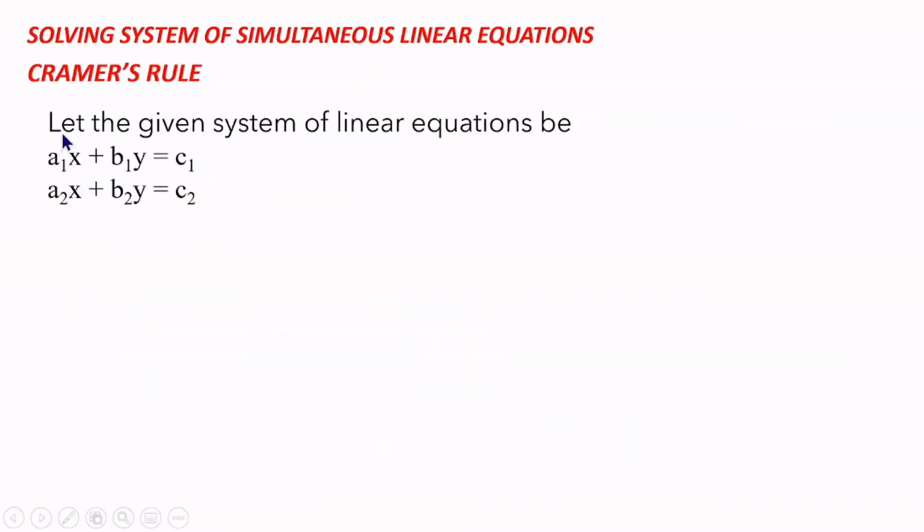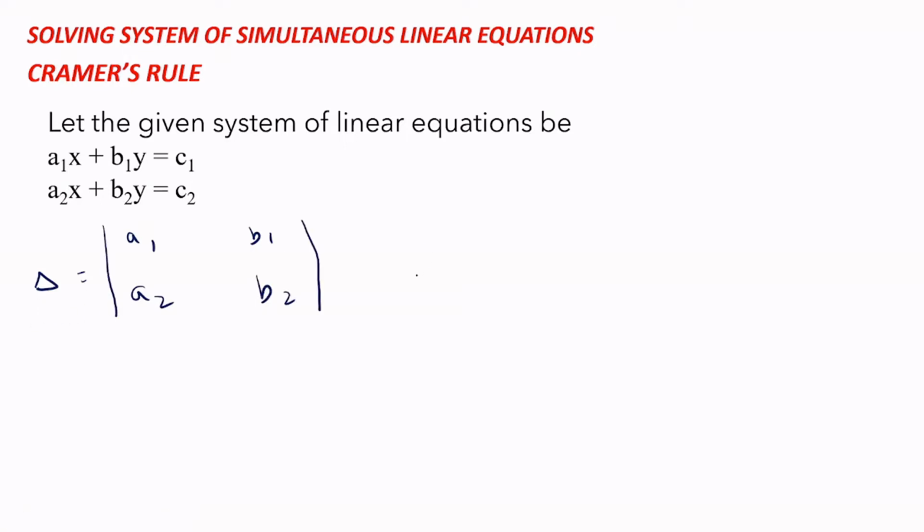The next method is called Cramer's rule. Let the given system of linear equations be a1x plus b1y equal to c1 and a2x plus b2y equal to c2. Delta is equal to the determinant with rows a1, b1 and a2, b2. This is denoted by delta.